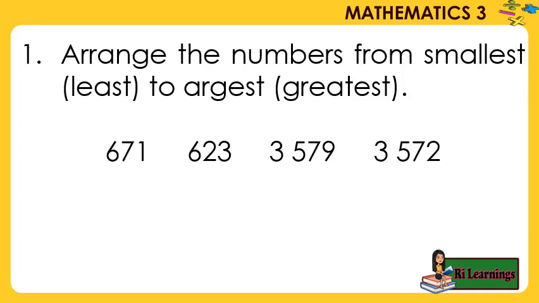Arrange the numbers from smallest, least, to largest, greatest. 671, 623, 3579, 3572.